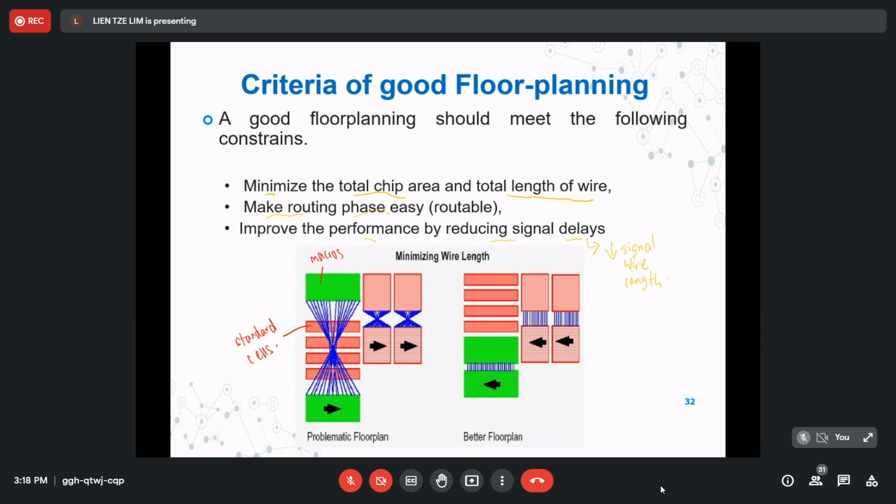If we reduce the wire length, it means we can reduce the signal length and the signal delay. It can reduce the signal delay.